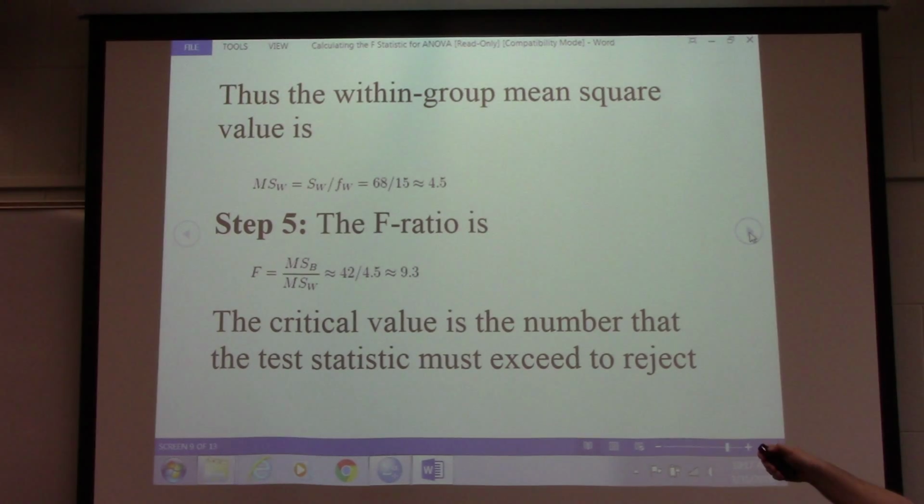So what we have in the numerator is the mean square between, which was that value of 84 divided by 2, or 42. And in the denominator, we have a mean square within value of 4.5, for an F statistic that equals 9.3.